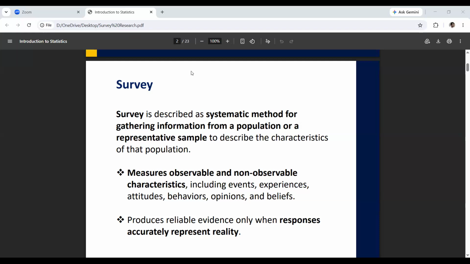So there are some non-observable characteristics, variables, and there are some observable variables. We can study both using the survey instruments, using the survey as a method. So this captures events, experiences, attitudes, behaviors, opinions, and beliefs.